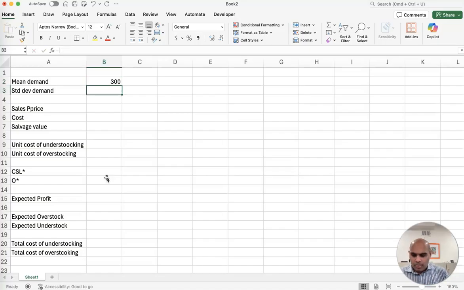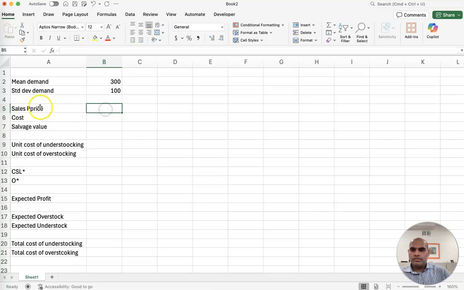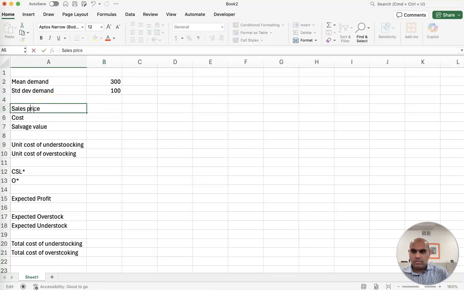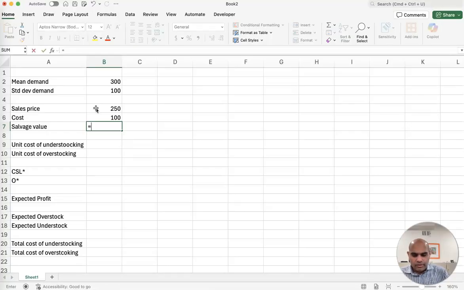So the mean was 300, the standard deviation 100, wait, 150? Already forgot. It was 100. The sales price was 250. The cost was $100, and the salvage value was $85, which is how much you can get back after the season, but there's also a cost of holding it for the whole season of $5. So essentially you can only get back $80 of salvage value.